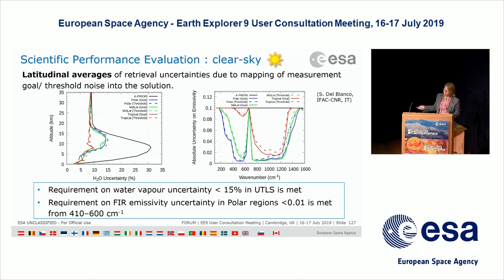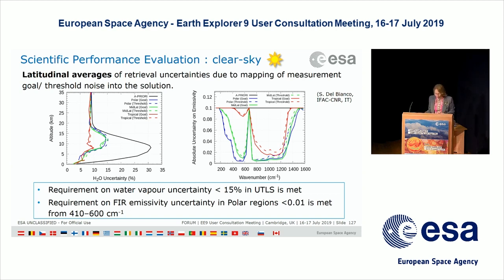If you look here at the right, and you should only look at the blue line, the polar line, I would like you to recall that the requirement is 0.01 for the uncertainty on emissivity, and this is somewhere down here. So when you look at the blue line, in polar regions, the requirement on the far infrared emissivity can be met between 410 and 600 wave numbers.